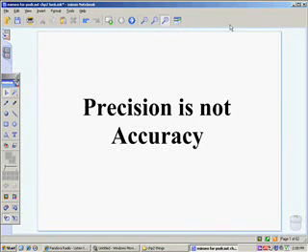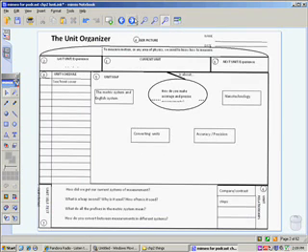A lesson on precision and accuracy, and a lot of people think that they are the same, but they are not. Let's first look at our unit organizer and see where we've been.